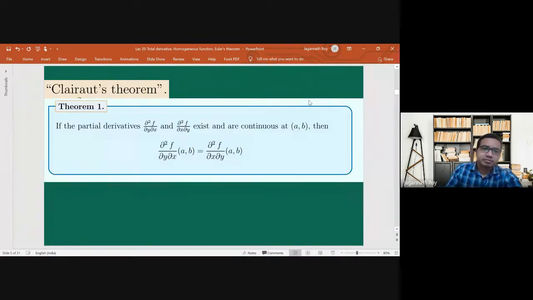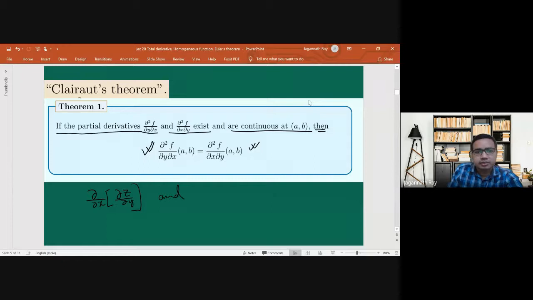But under which condition they will be equal, that is given by the next theorem. It is called Clairaut's theorem. If the partial derivatives exist and are continuous also, then these mixed partial derivatives will be equal. That means we have to consider this function after this derivative, del z del y and del z del x, both should be continuous.